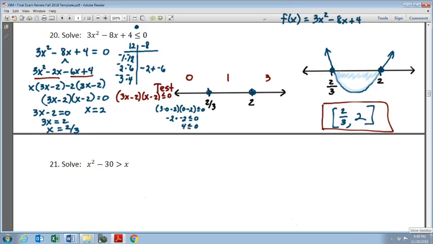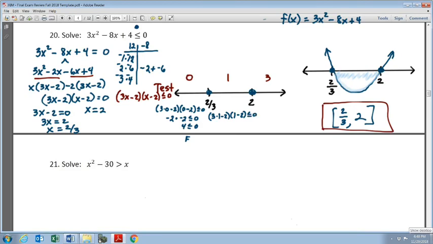And notice 4 is not less than 0, so we say false, and we're not going to shade that region. So now let's plug in 1. 3 times 1 minus 2 times 1 minus 2. I'm just replacing the x's here with 1. And I want to know if that's less than or equal to 0.